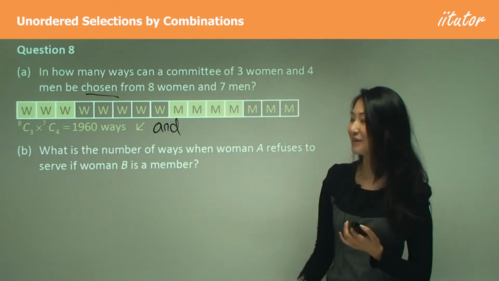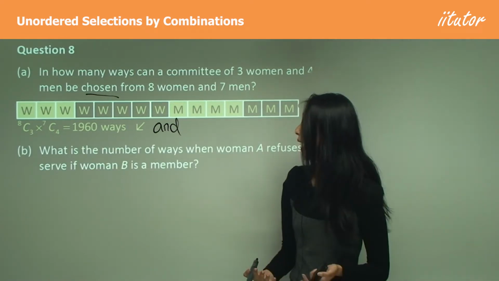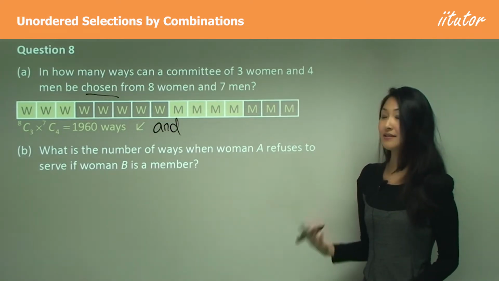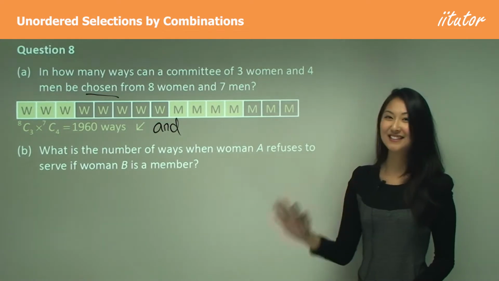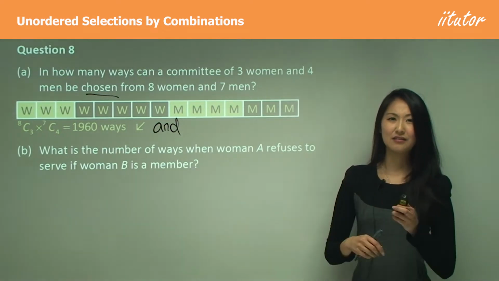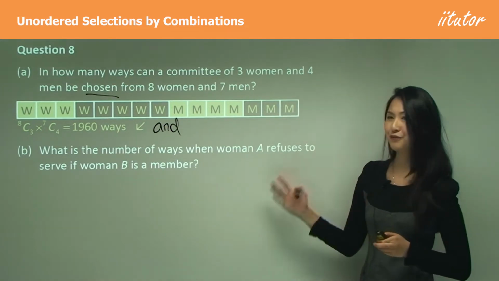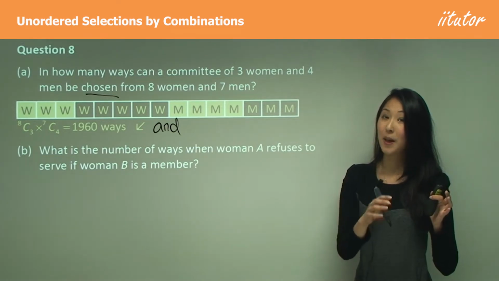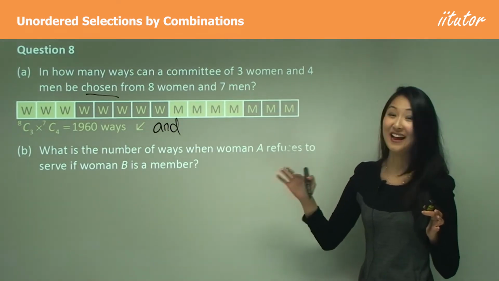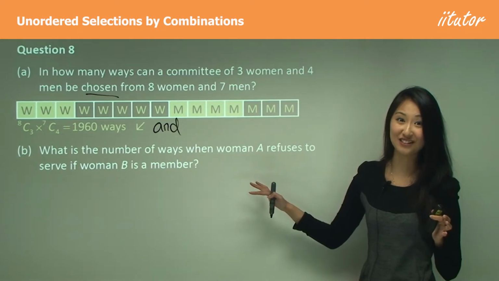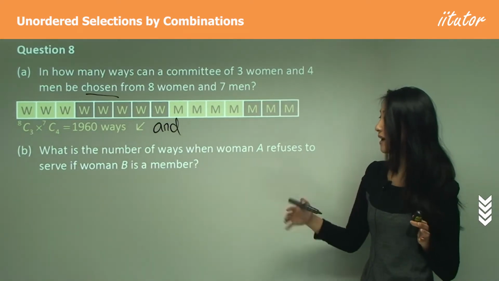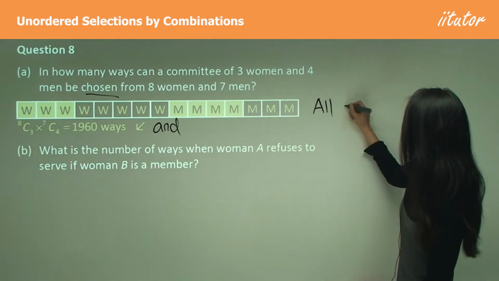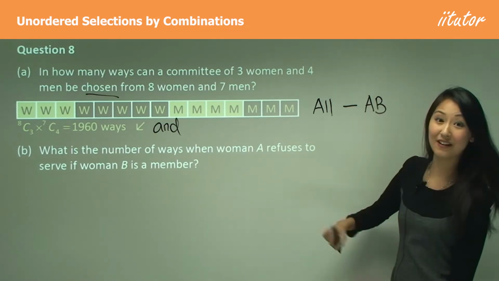What about something a little bit more difficult here? What is the number of ways when woman A refuses to serve on this committee if woman B is a member? Remember right at the start with factorials, I said when they say they're not together or they refuse to serve, what you need to do is all the selections minus the selections when they are together. That's the way to do these questions. So let's consider the number of ways that woman A and B are together first. We're going to do all minus A and B together to give us this answer.